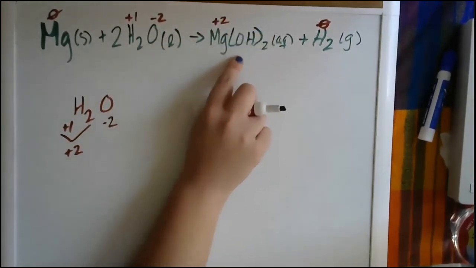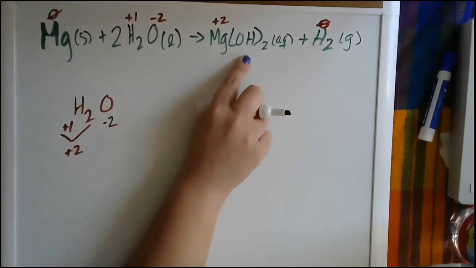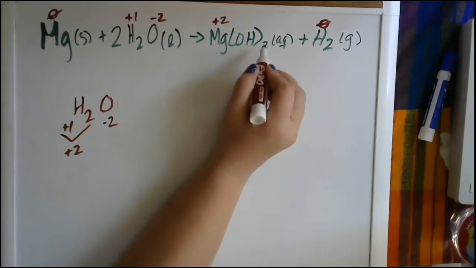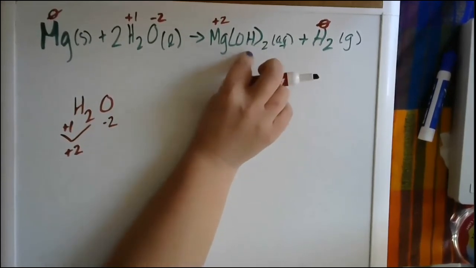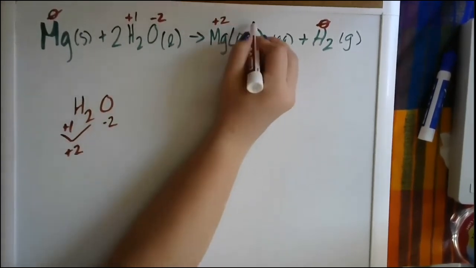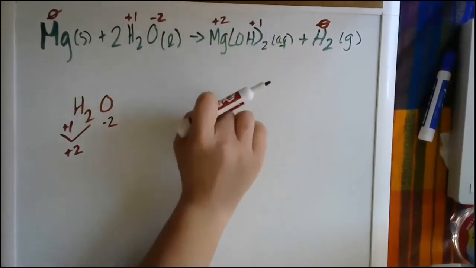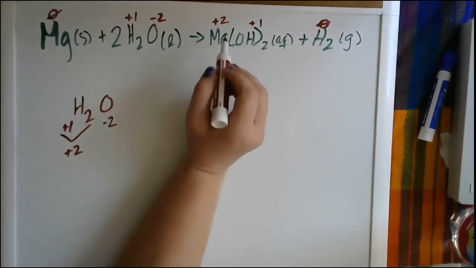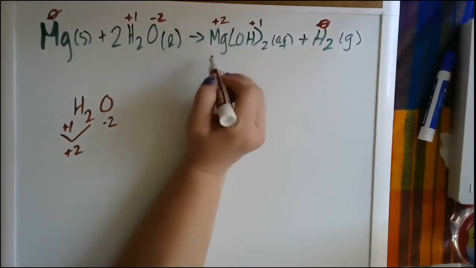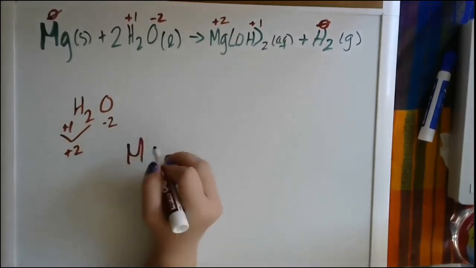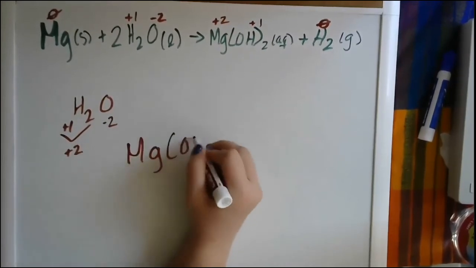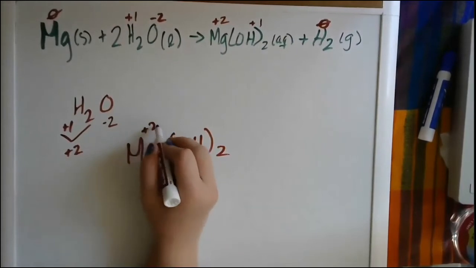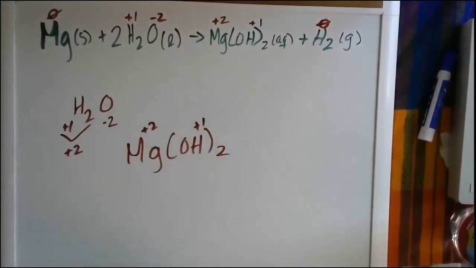Now, in my hydroxide part of this, I've got 2 hydrogens. Each hydrogen is going to have a +1. That means let's keep track of my total positive oxidation state in this magnesium hydroxide. Let me do this down here so you're not doing it in your head. So we know that this is +2. We know that each hydrogen is going to be a +1.